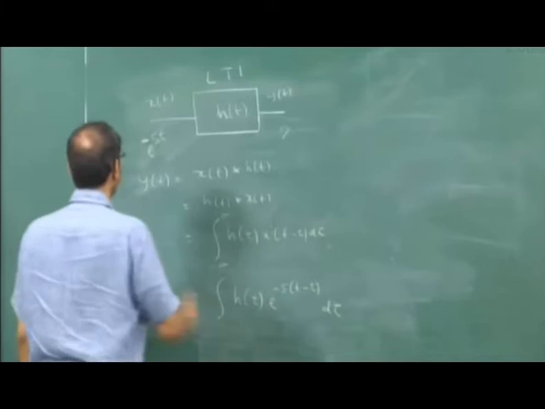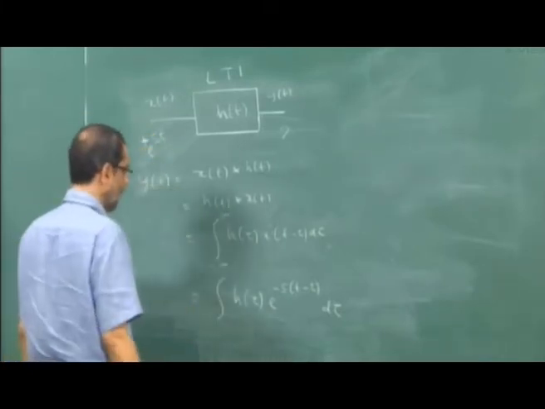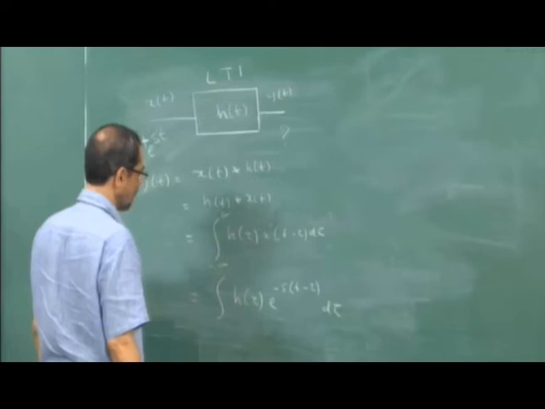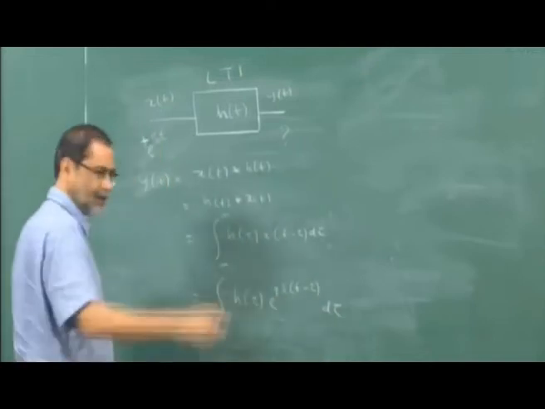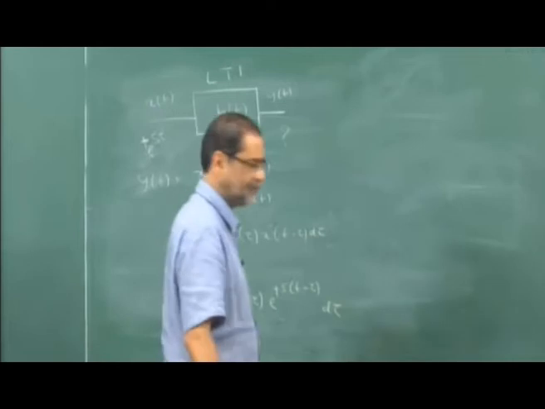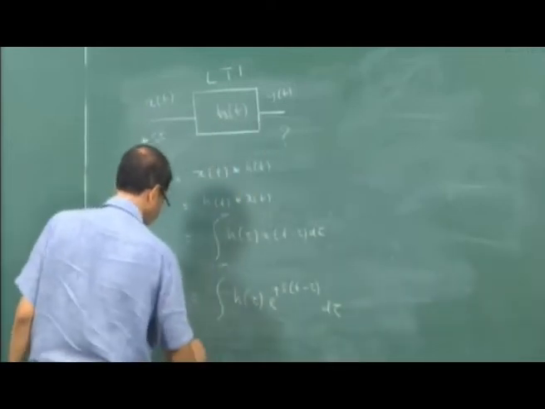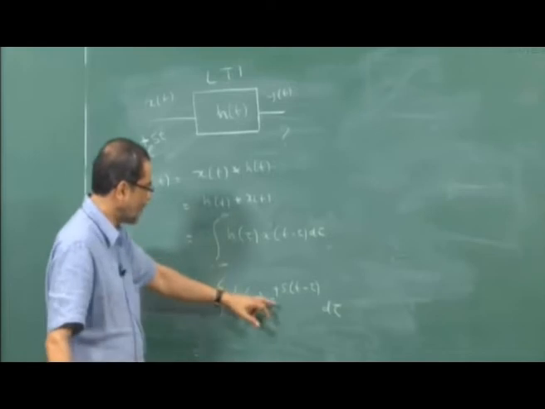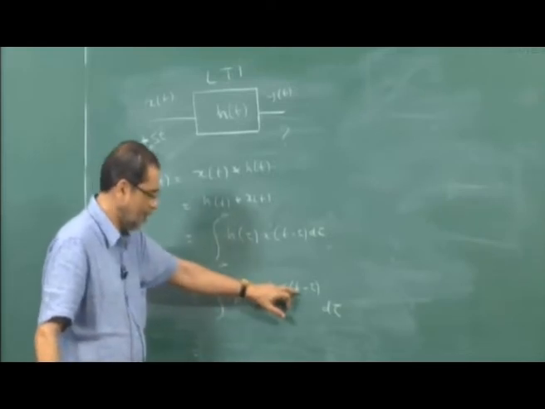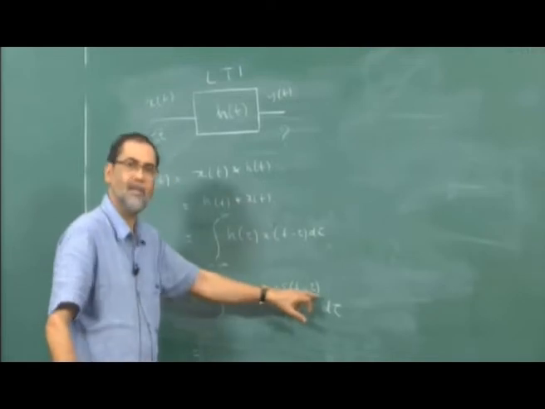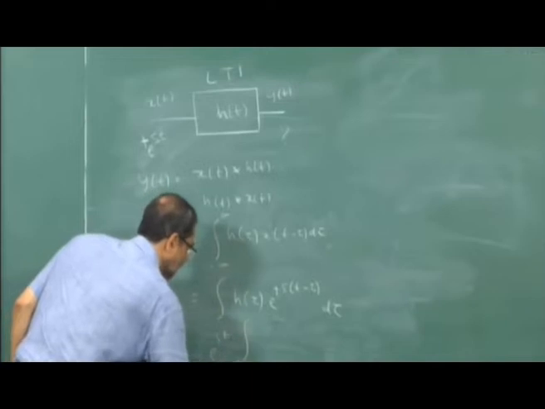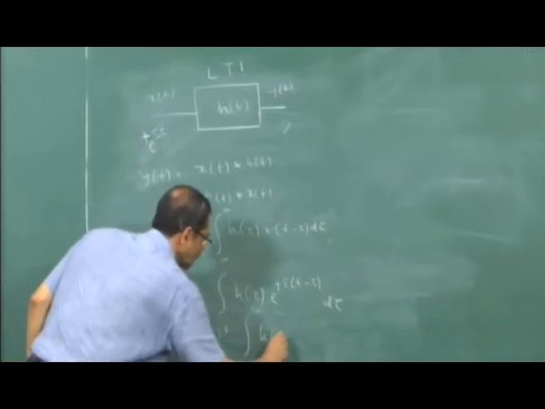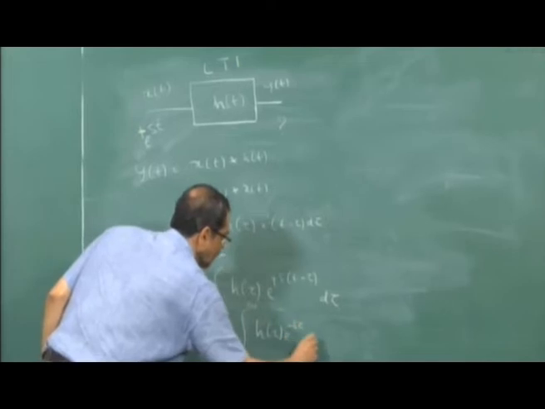Okay, I think I should have been careful with e to the power of st, because now I'm seeing that strange things are happening. So I think I'll show e to the power of st as the input, e to the power of s into t minus tau. I think I have to go and change my slide there. Okay, I was not very careful when I prepared that. So now you see this is e to the power of s into t into e to the power of minus s into tau. So e to the power of st can come out. So I have e to the power of st times the integral from minus to plus infinity of h of tau e to the power of minus s tau d tau.